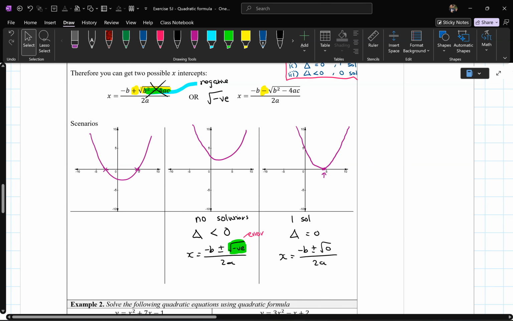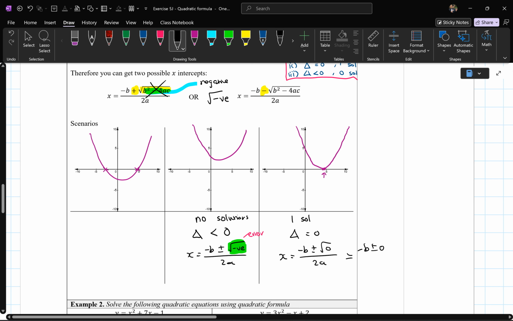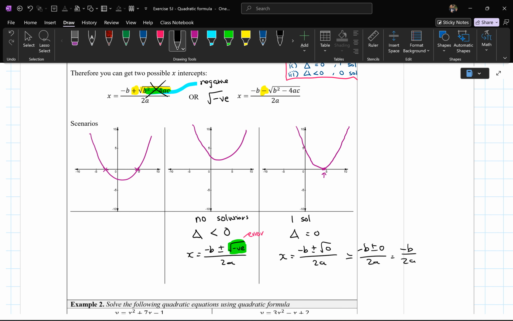If you get 1 answer, then that's 1 intercept. That's why that works. It's not just a thing that we tell you to memorize, but it actually makes sense. That's the only time where adding or subtracting doesn't change the answer. The answer still stays as negative b plus or minus 0 over 2a. So the answer actually ends up being negative b over 2a, which is the formula I gave you for the turning point. It's the x coordinate of the turning point, which makes sense. So hence that's one solution.